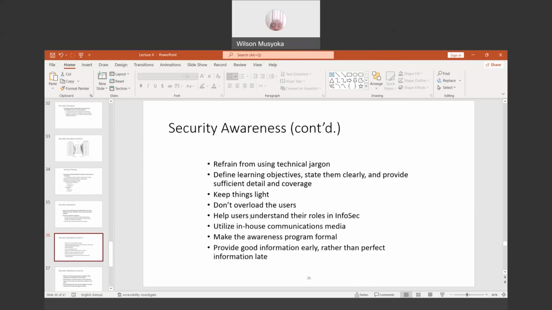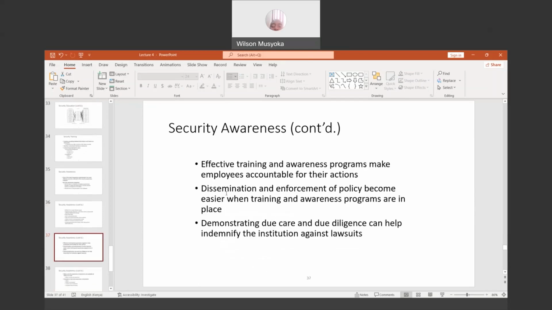And also, security awareness, if you want it to work, you need to refrain from using technical jargon, define the learning objectives, keep things light, don't overload users, help users to understand their roles in information security, and utilize in-house communication media, as well as making the awareness program more formal and providing good information early rather than perfect information late.